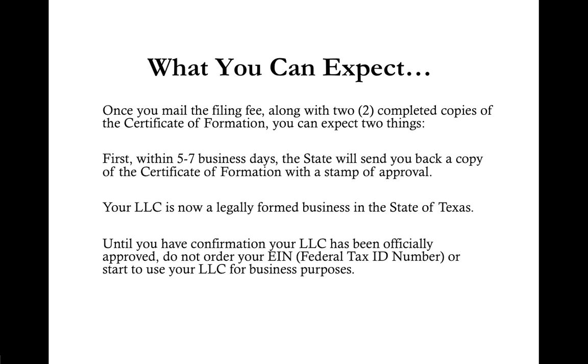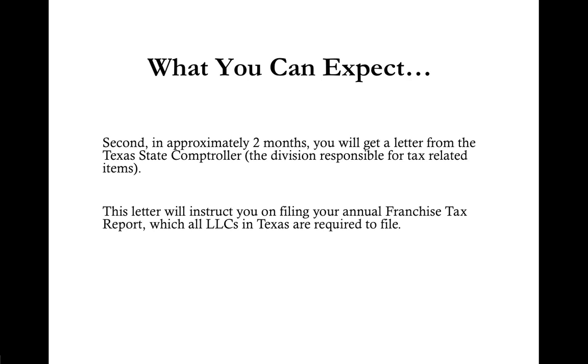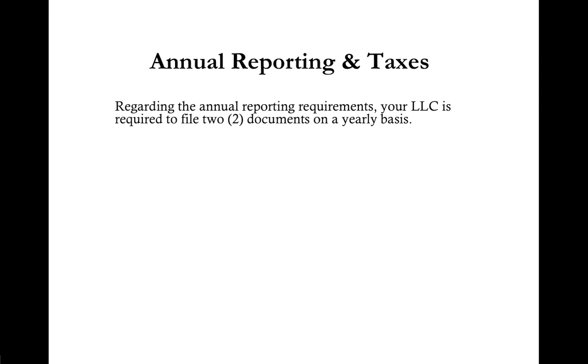Until you have confirmation your LLC has been officially approved, do not order your EIN, your federal tax ID number, or start to use your LLC for any business purposes. Second, in approximately 2 months, you will get a letter from the Texas State Comptroller, the division responsible for tax-related items. This letter will instruct you on filing your annual franchise tax report, which all LLCs in Texas are required to file.